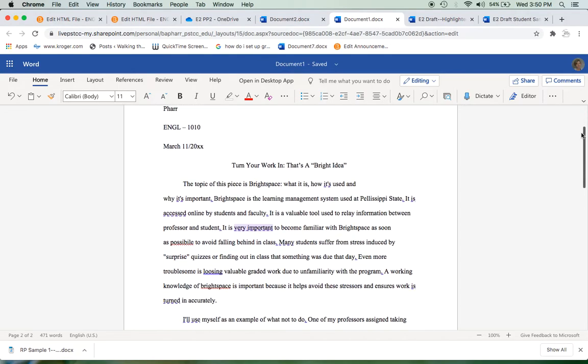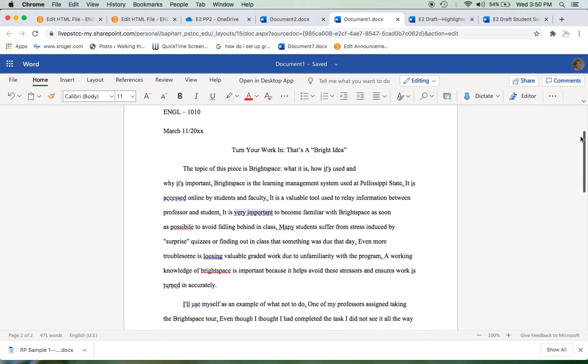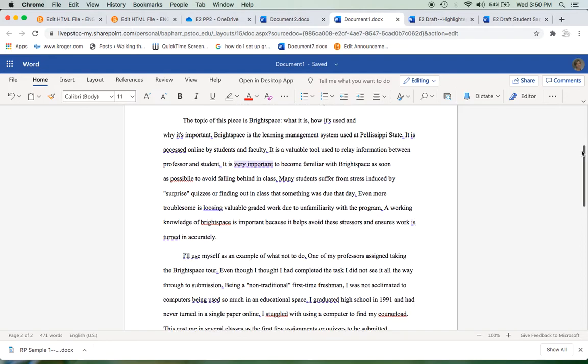I'm going to read it to you. Turn your work in. That's a bright idea. The topic of this piece is Brightspace, what it is, how it's used, and why it's important. Brightspace is the learning management system used at Pellissippi State. It is accessed online by students and faculty. It is a valuable tool used to relay information between professor and student.